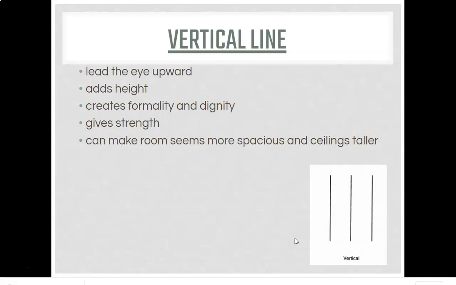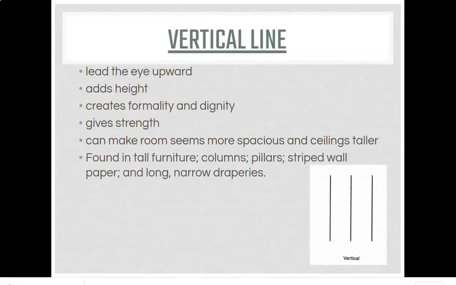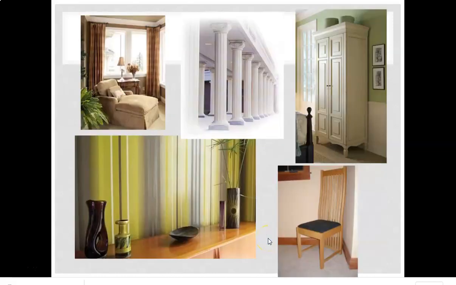Vertical lines can make rooms seem more spacious or make ceilings feel taller, and you tend to find these in tall furniture, in columns, pillars, striped wallpaper, and long and narrow draperies. So here are some examples.